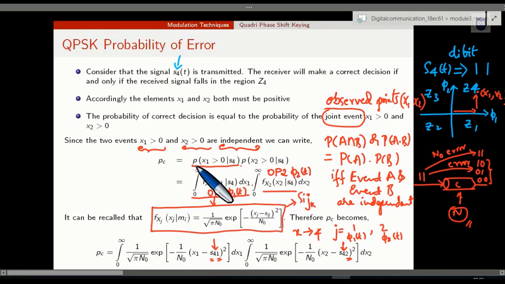We know that this can be rewritten in terms of integration of the conditional PDF, and this conditional PDF is a Gaussian process that follows a Gaussian distribution. We are quite familiar with this formula, so let's make use of it. In place of Sij over here, we substitute the S41 coefficient value, likewise here the S42 coefficient value. So here this is not equal to x, but it's equal to I.